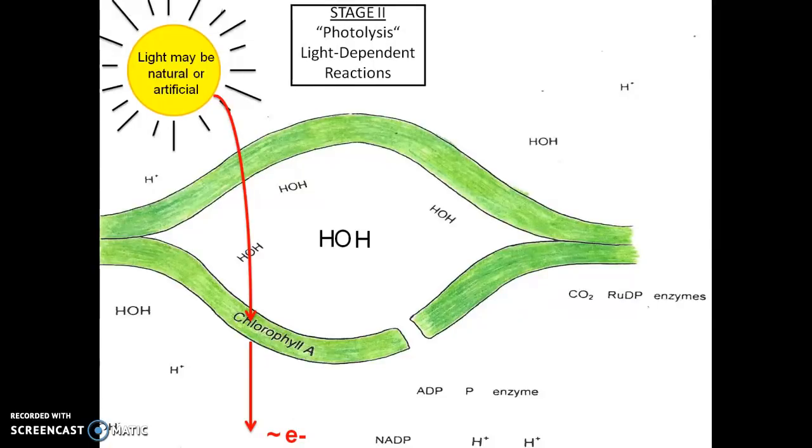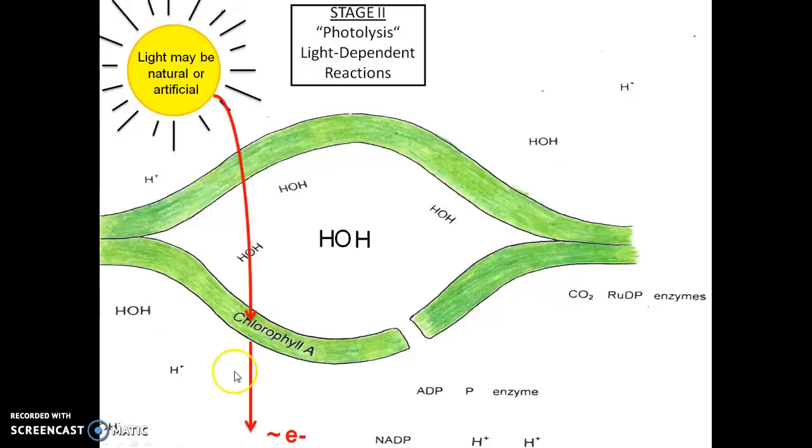Stage 2 is called photolysis. So think photo for light. Lysis, you should know by now, means to split or to break. So we're going to break something down using light. All right, so let's look for that. This is also called a light-dependent reaction because it depends on light. It needs light in order to happen. And it's right in the name, photolysis. Photo means light, so it needs light.